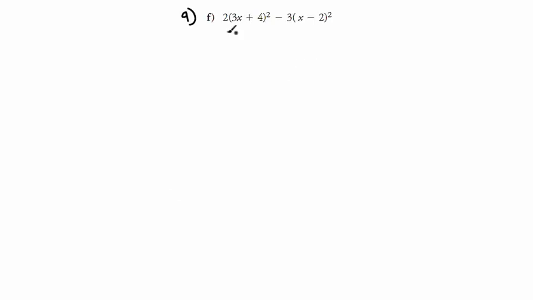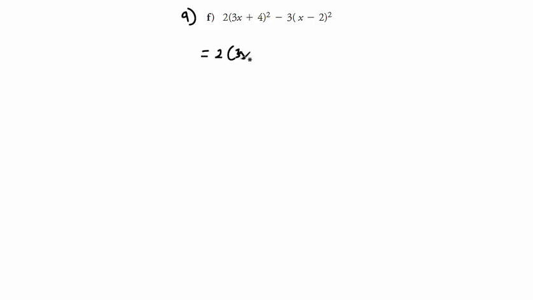Now in 9F, we have this expression and it's a little bit intimidating because we don't know what to do. We have multiple things that we can do, but we're not sure which one to do first. Well, we have this (3x + 4)^2 and (x - 2)^2. Let's first rewrite that into something we can recognize.